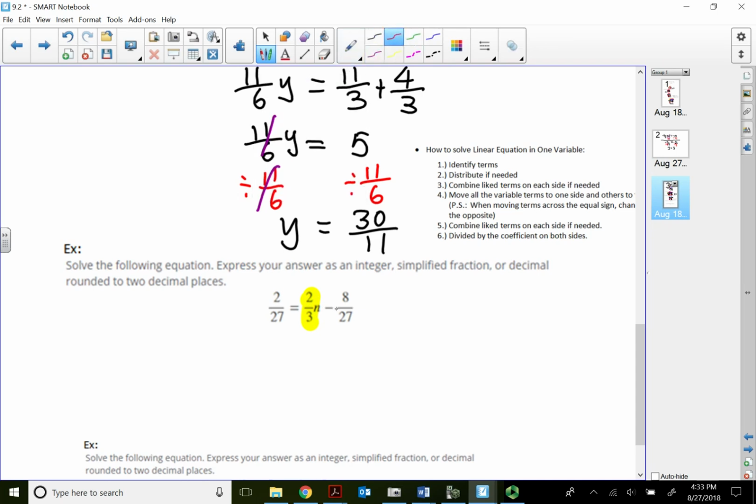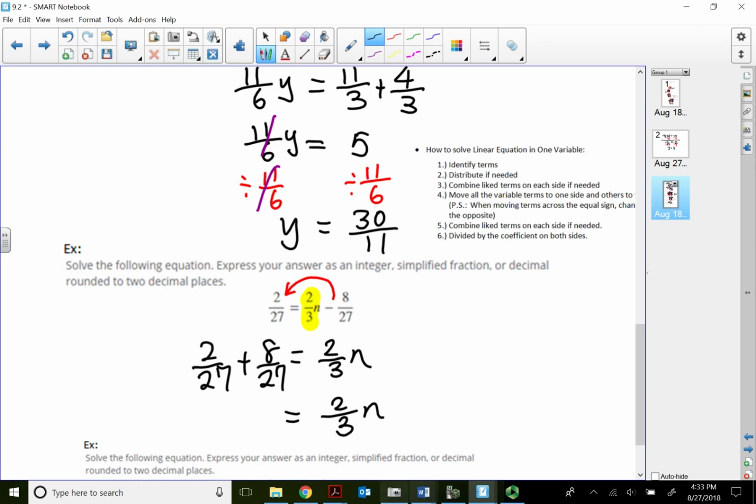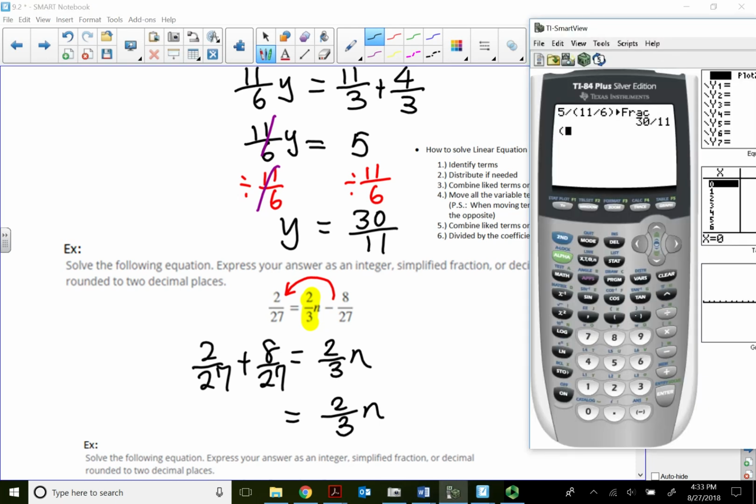So that means I need to move my negative 8 over 27 over. So on the right side, 2 over 3n. Left side, 2 over 27 still there. Negative 8 over 27 comes over, becomes positive. So once I combine like terms in my calculator for the left side, let's see what it comes out to be. Parenthesis 2 over 27 plus 8 over 27. Convert to a fraction, 10 over 27.